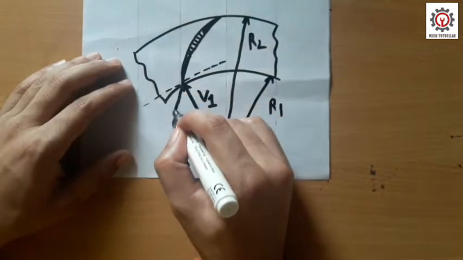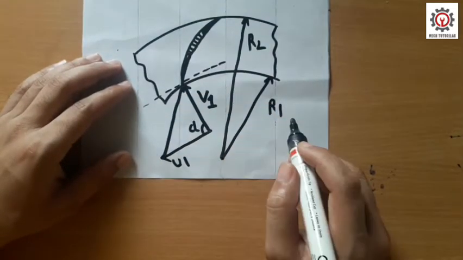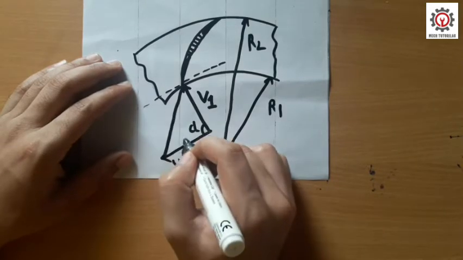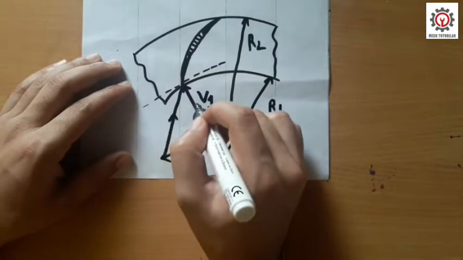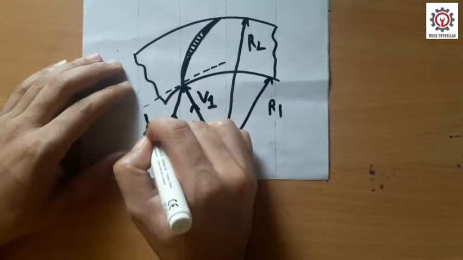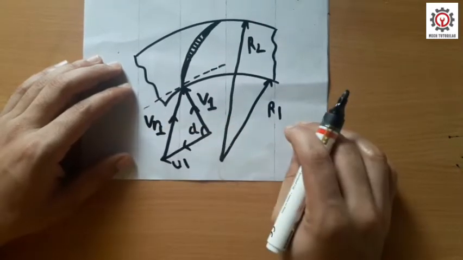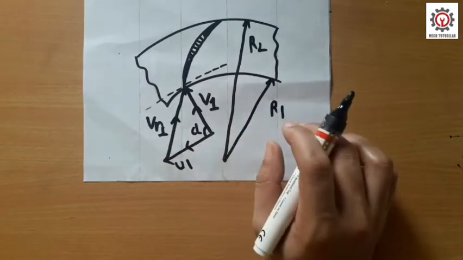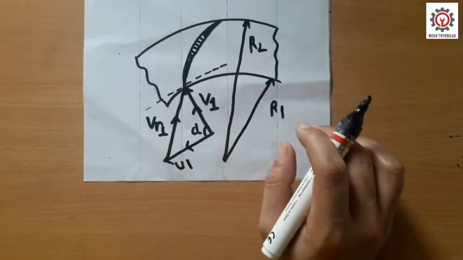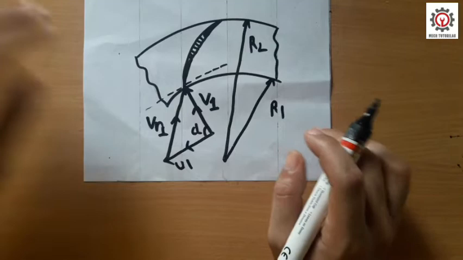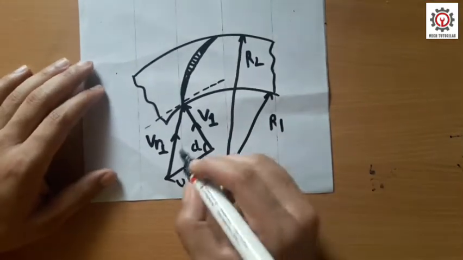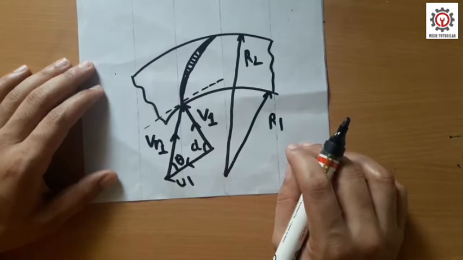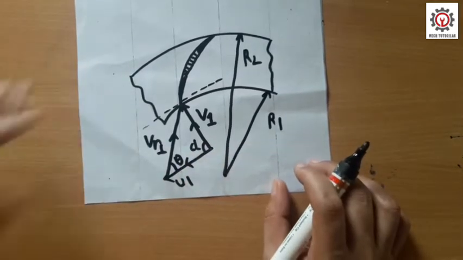And after completing this triangle, we get another component of velocity, vr1, which is the relative velocity of water at inlet. All right, this angle is theta. All right, this is all about inlet.